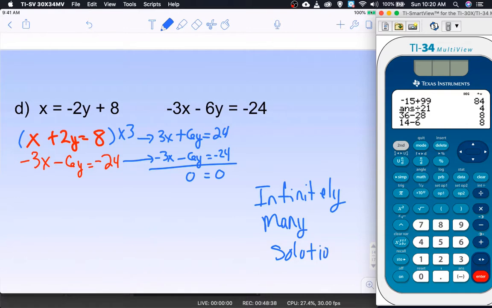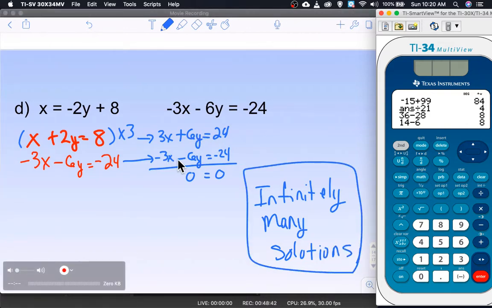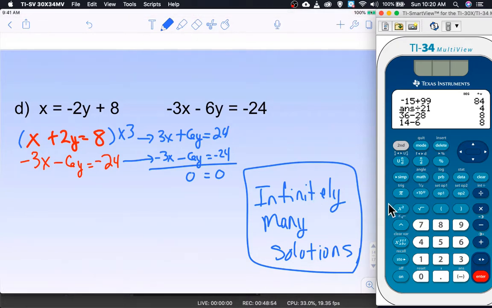So these two equations are overlapping. They are the same equation. If I multiply this bottom equation by -1 right now, or this top one by -1, they would be identical. They'd have the same signs, the same numbers, the same everything. These two lines are overlapping. This has infinitely many solutions.